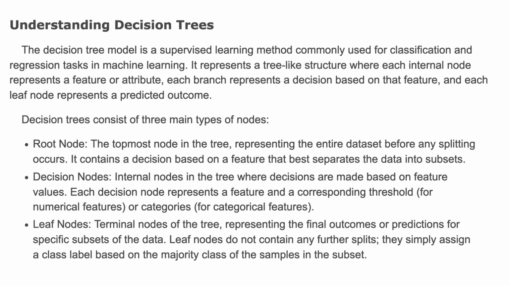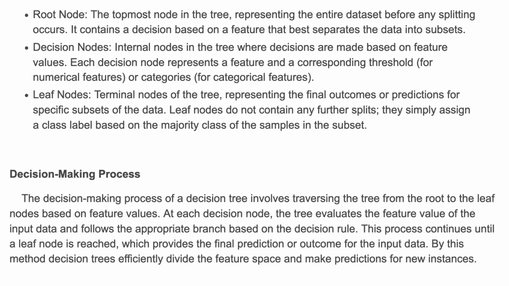Leaf nodes are terminal nodes of the tree, representing the final outcomes or predictions for specific subsets of data. Leaf nodes do not contain any further splits. They simply assign a class label based on the majority class of the samples in the subset.